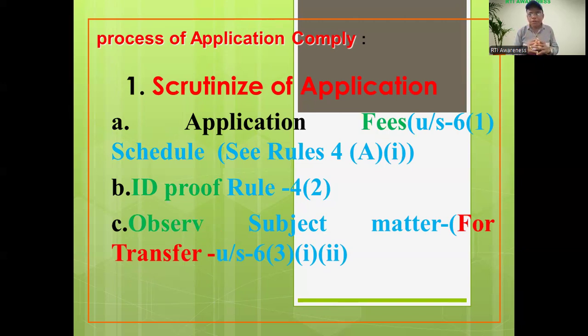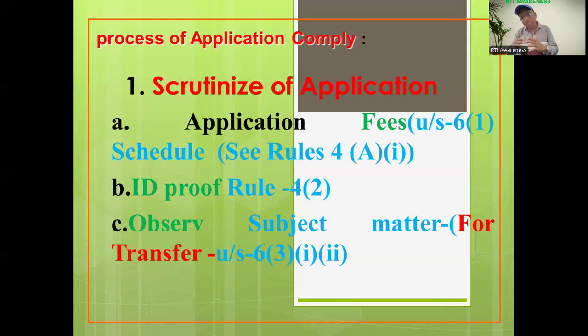Then as per rule 4.2, we have to check whether he has attached ID proof or not. Because it is written that after satisfying the ID proof of an applicant, the public information officer may intimate the cost of information in order to provide it. So that's why we have to check the ID proof. Then third, we have to observe the subject matter: whether this application really relates to us or not.